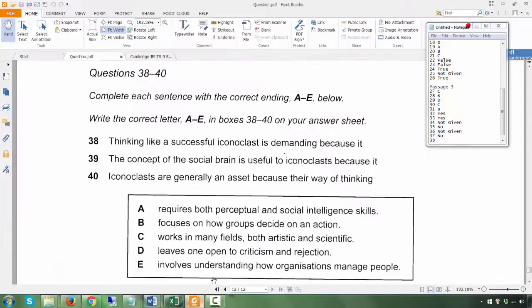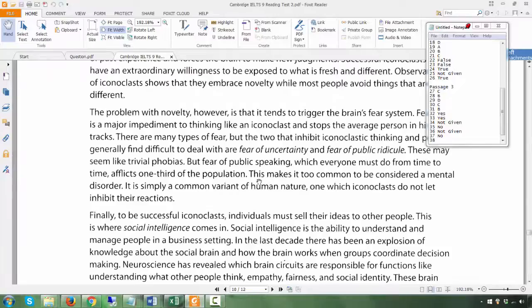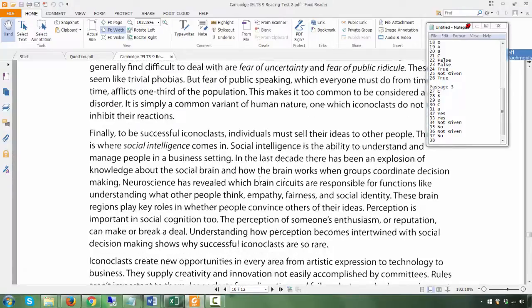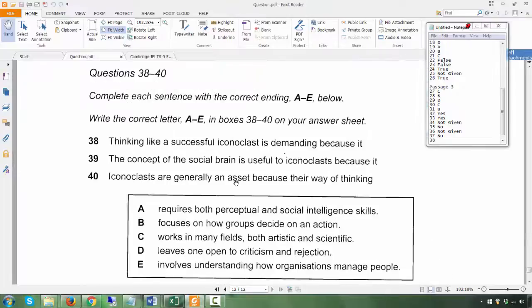Let's go to that. Thinking like a successful iconoclast is demanding because it... It's demanding. 38. The answer is demanding because A, it requires both perceptual and social intelligence skills.